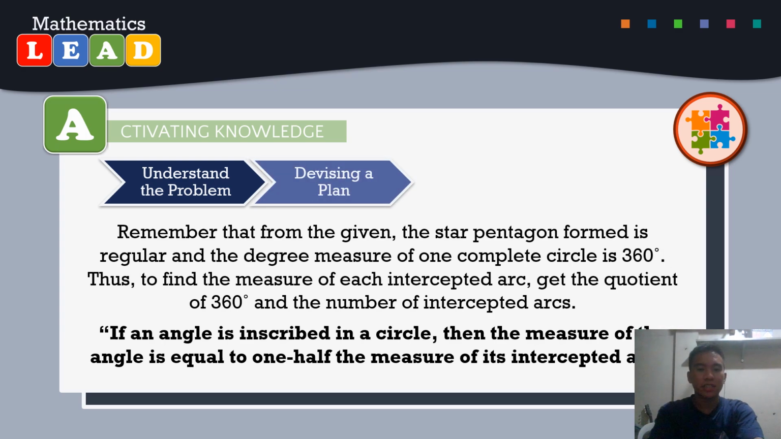Next step is devising a plan. Remember that from the given, the star pentagon is regular and the degree measure of one complete circle is 360 degrees. Thus, to find the measure of each intersected arc, get the quotient of 360 degrees and the number of intersected arcs. If an angle is inscribed in a circle, then the measure of the angle is equal to one half the measure of its intersected arc.